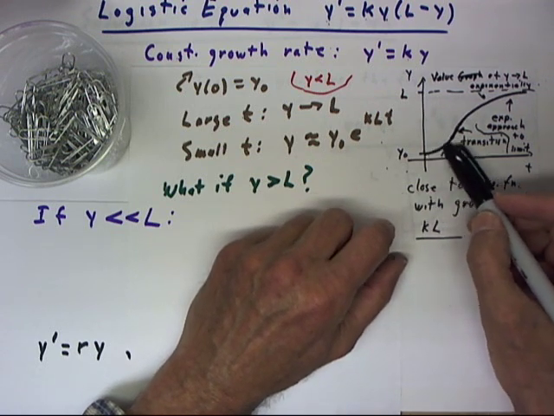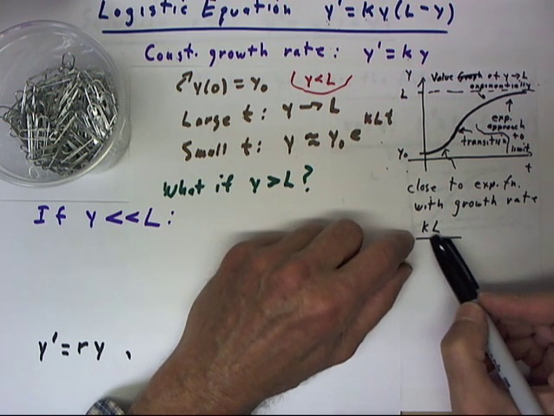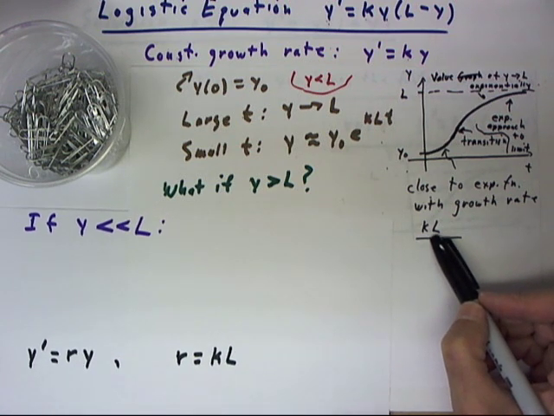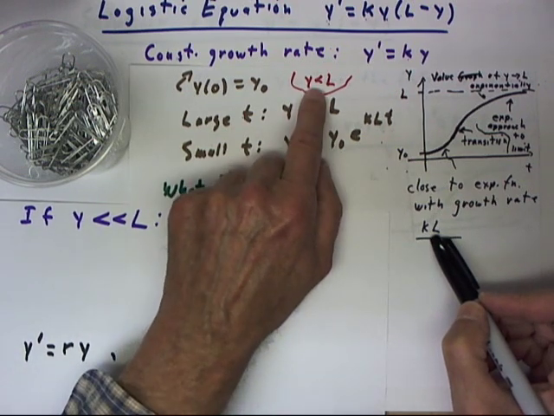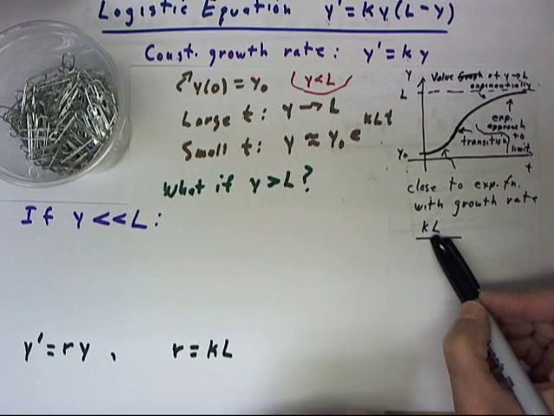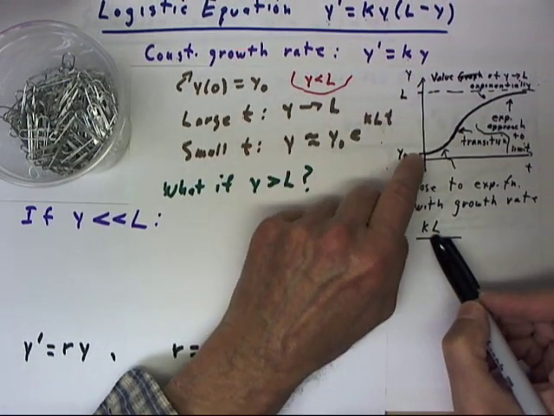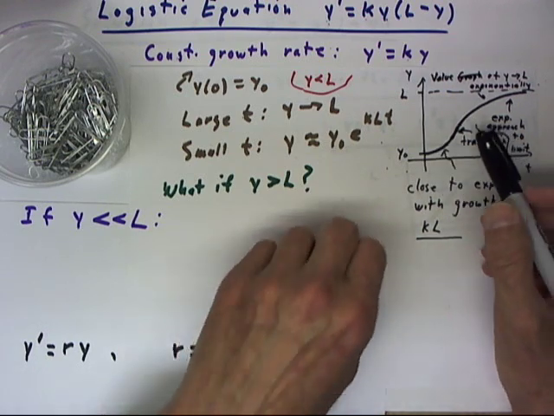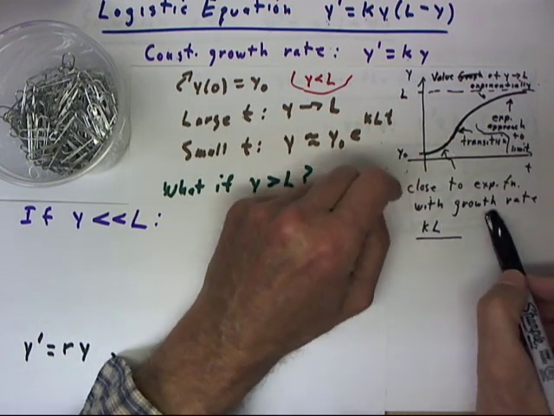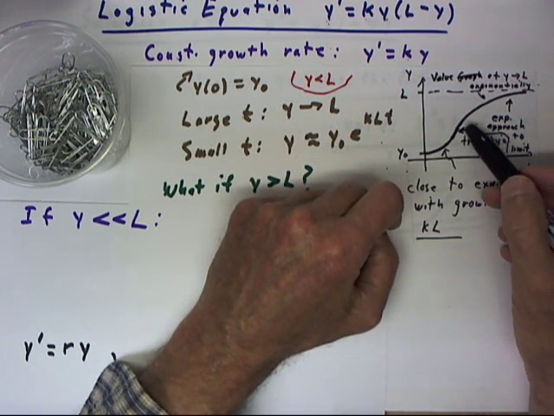The function is close to an exponential function with growth rate kL, provided that t is small. And that makes y significantly less than L. So that if y naught is a lot less than L, y remains a lot less than L for a ways. And that gives us something very close to an exponential solution. Then we get into a transition function.